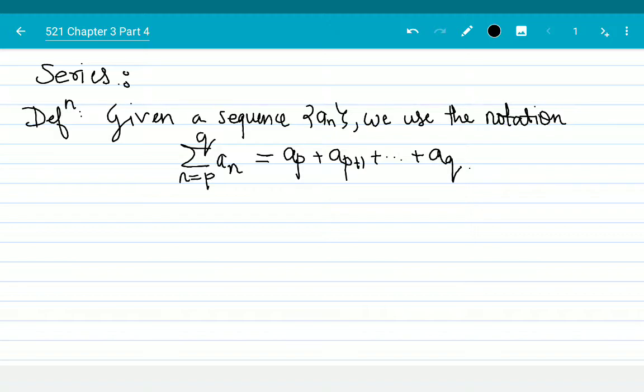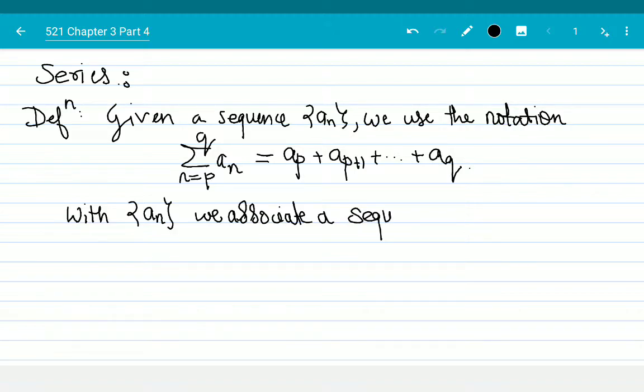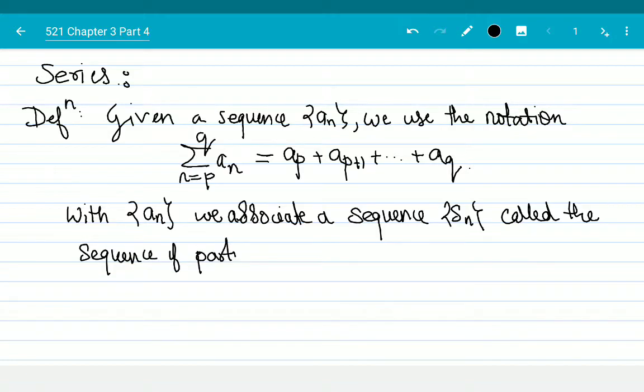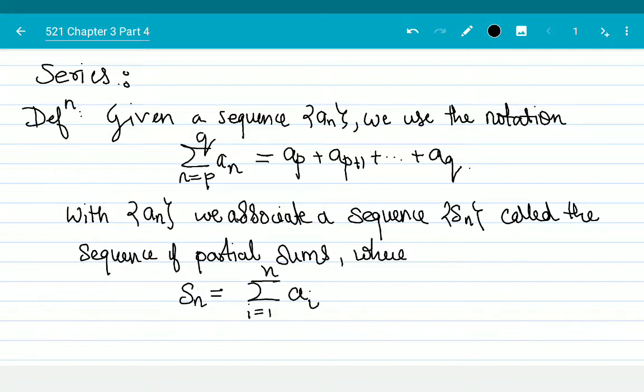And with the sequence an, we associate another sequence Sn, which is called the sequence of partial sums, where Sn is equal to summation i is equal to 1 to n ai.